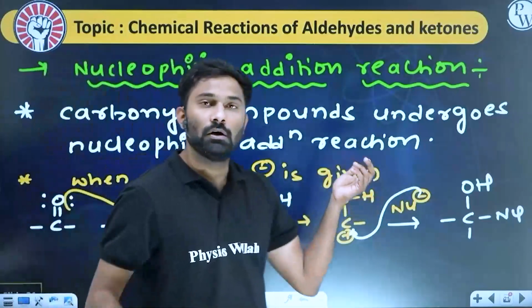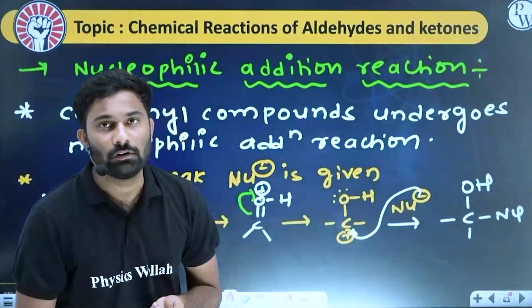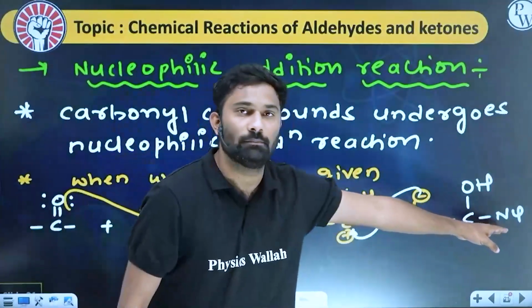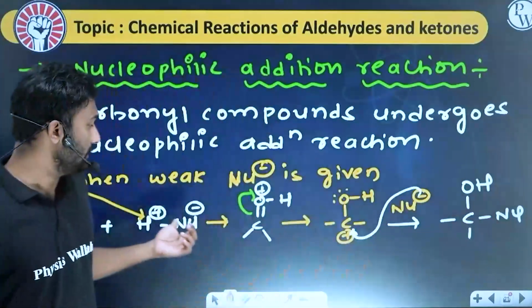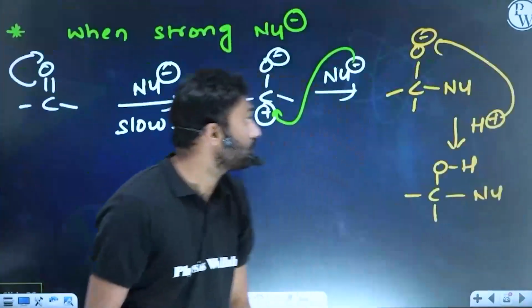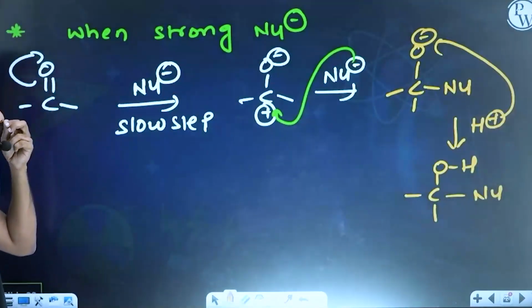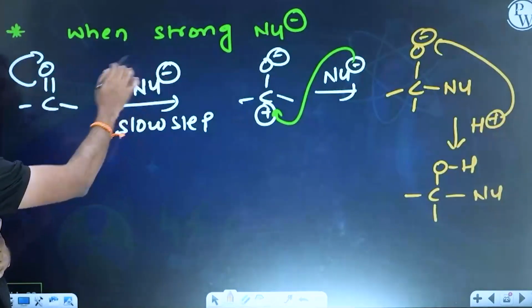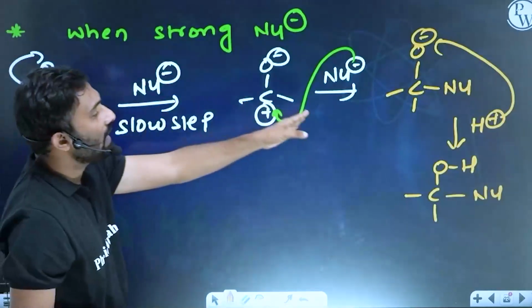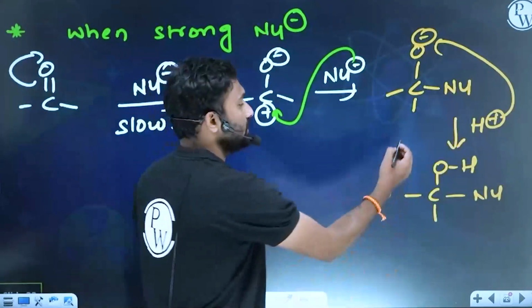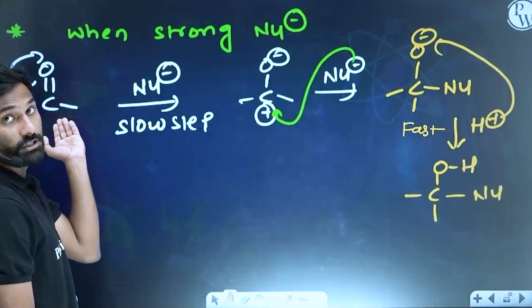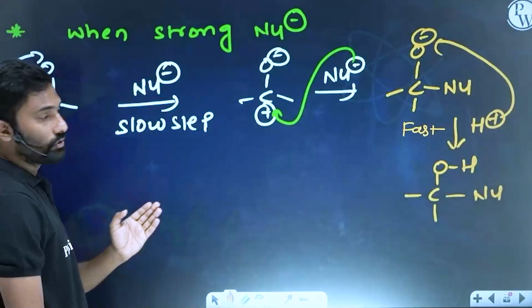But now, if they have given a strong nucleophile or a weak nucleophile, the product will be the same. But the slow step and fast step are different. Look here, if they have given a strong nucleophile, first the attack of the nucleophile takes place. Then the attack of the H plus takes place. Attack of the H plus is the fast step. Now the attack of the nucleophile is the slow step. Okay, in the presence of a strong nucleophile, but the product is the same.